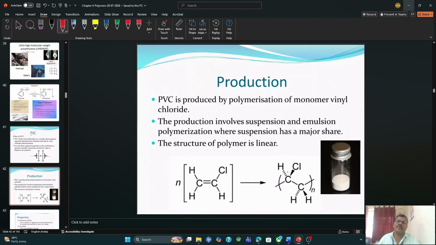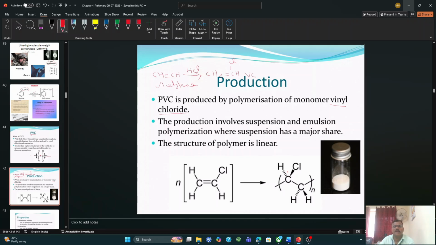Preparation: how do you prepare it? From the monomer vinyl chloride. So vinyl chloride, how do you prepare it? To start with, acetylene. This is acetylene. You treat it with hydrochloric acid and you end up with vinyl chloride, VC.